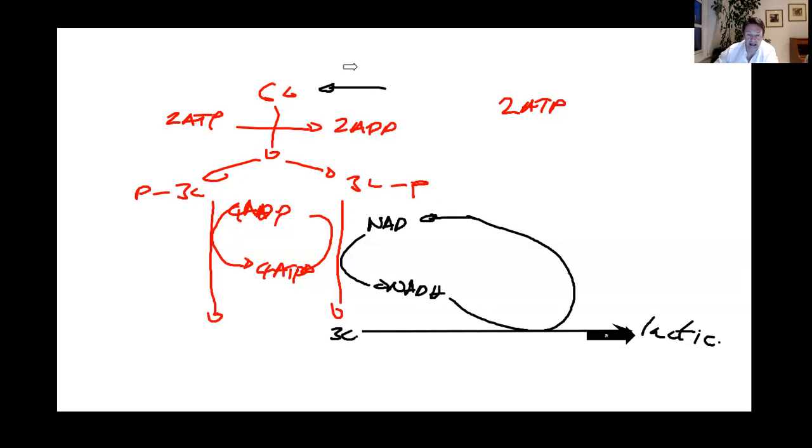Now, what happens in plants is a very similar process, and plants and yeast, first of all, they take the pyruvate and they decarboxylate it to produce ethanol.